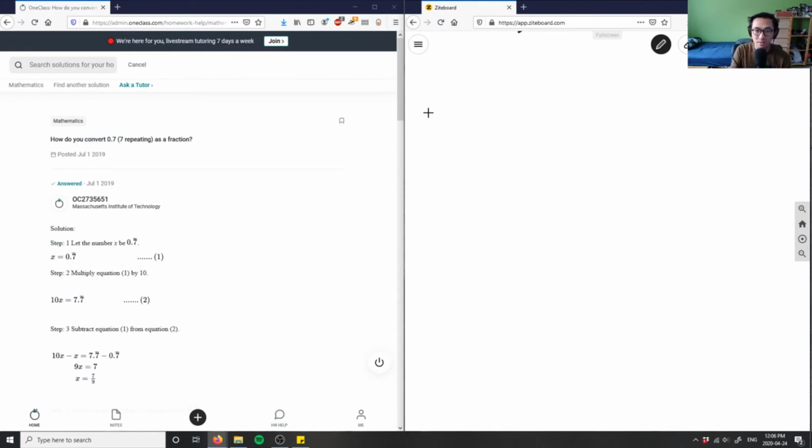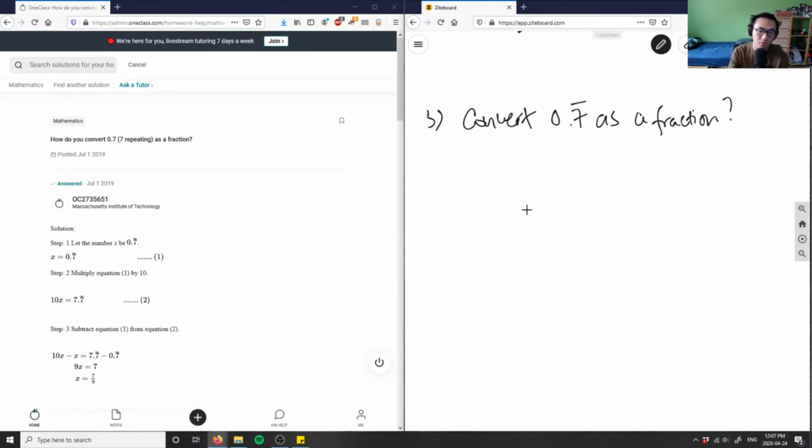So number 3, this is how do you convert 0.7 repeating as a fraction? So convert 0.7 repeating, which would just have the dash here, right? So this is 0.7 repeating as a fraction. So basically what I'm doing is I'm figuring out what this is as a fraction, right?